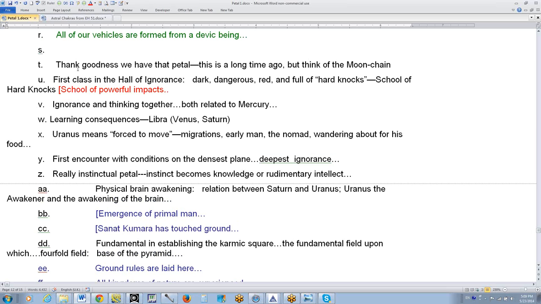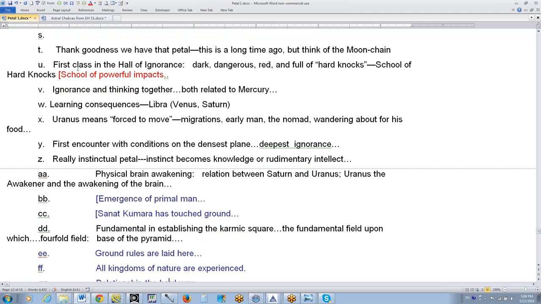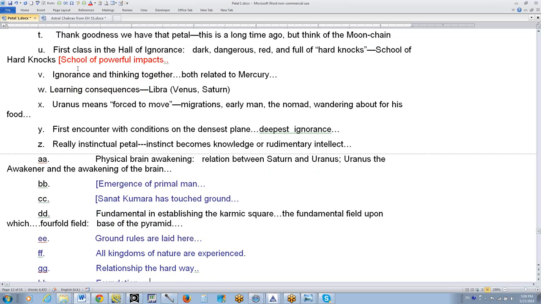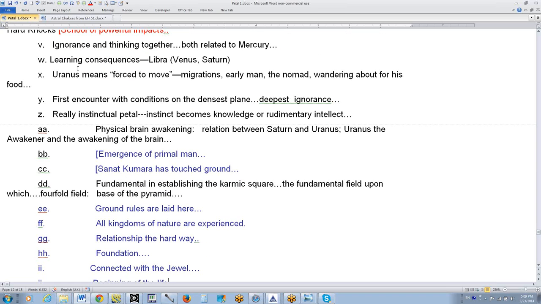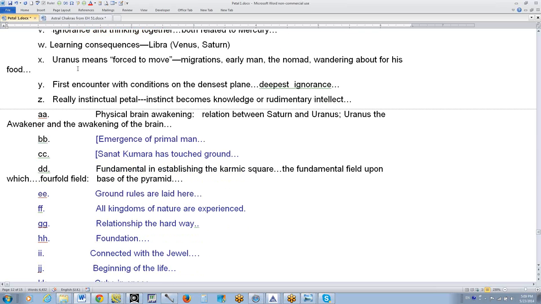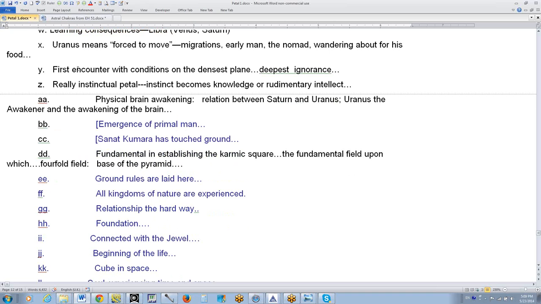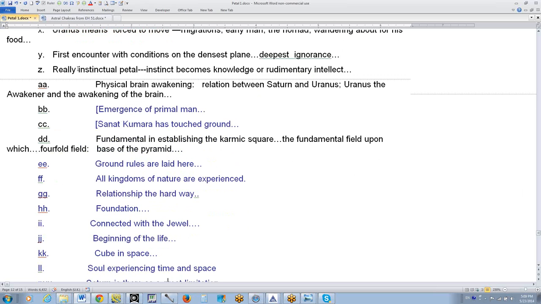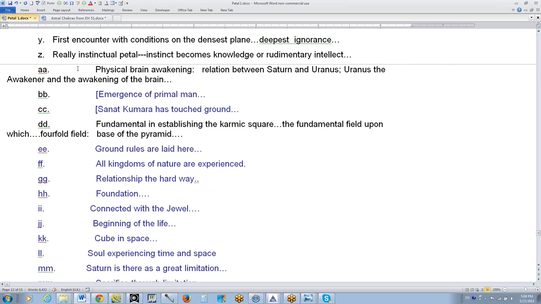Many people have contributed to this idea of some of the associated thoughts. We are learning consequences. Uranus is interesting because one is forced to move. Uranus usually rules migrations. So early man becomes a nomad, hunter, wanderer. So he's coming forth in the deepest ignorance. Check out the Blessed One for the fifth ray. Tells a lot about how the monad descends and what his reaction may be. Physical brain awakening going on here.